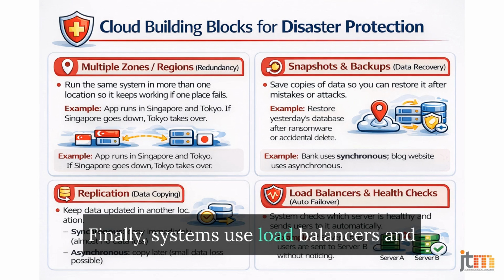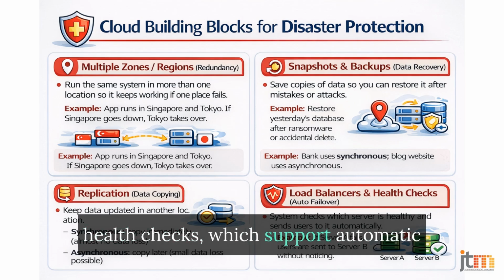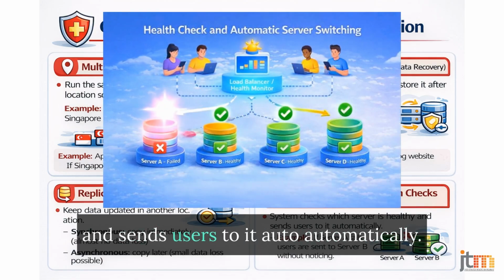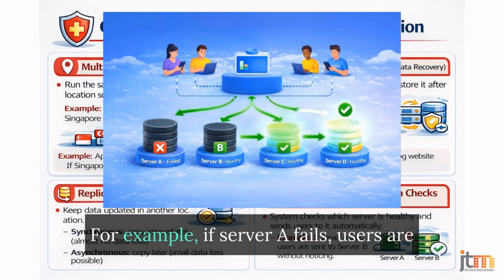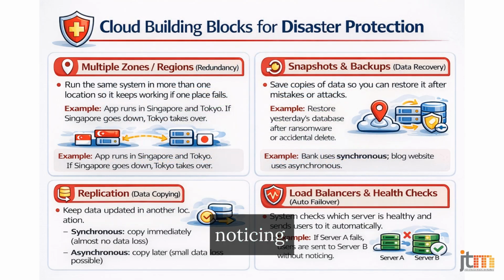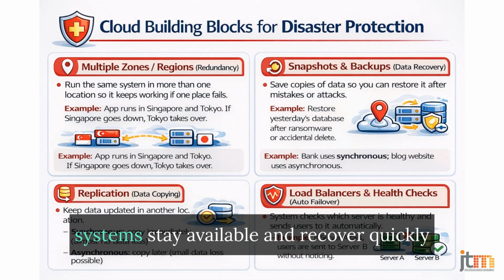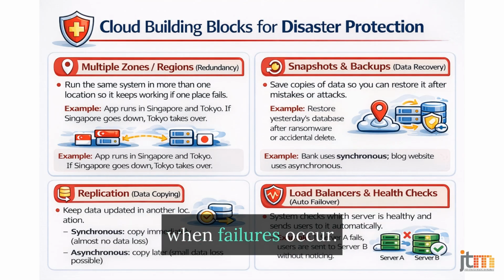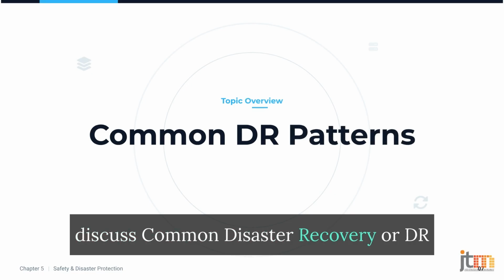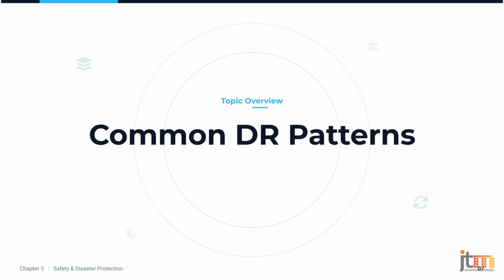Finally, systems use load balancers and health checks, which support automatic failover. The system checks which server is healthy and sends users to it automatically. For example, if server A fails, users are automatically sent to server B without noticing. Together, these technologies help ensure systems stay available and recover quickly when failures occur. Moving on to our next topic, we will discuss common disaster recovery, or DR, patterns.